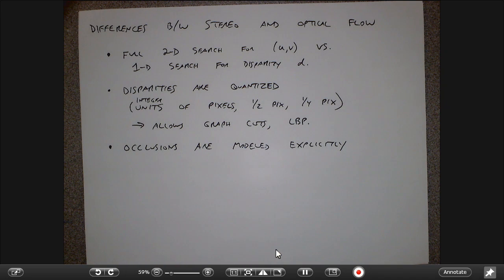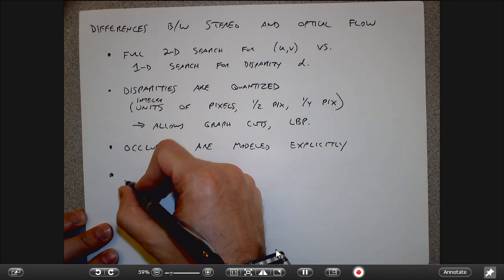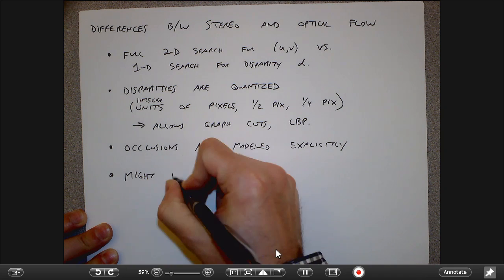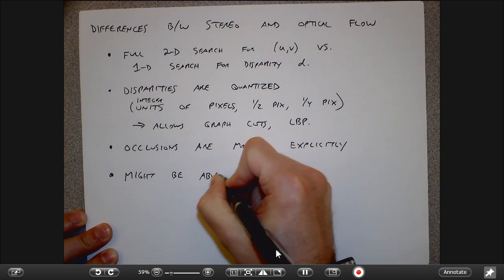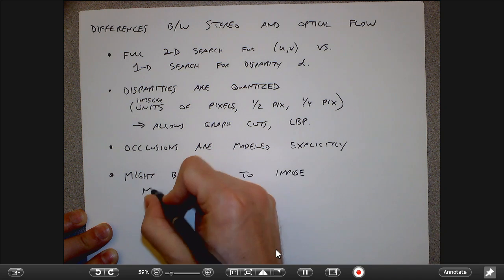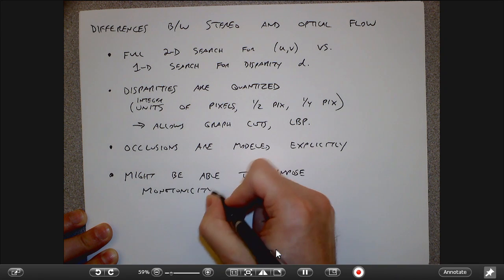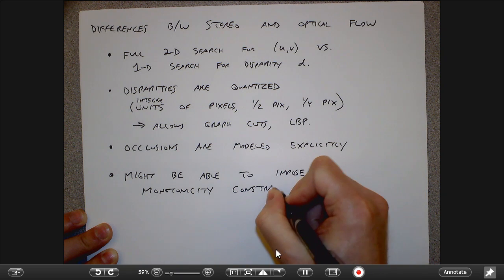It totally depends on your camera setup, but there are often some simplifying assumptions that you can make to even make the stereo problem easier. One such simplifying assumption is that we might be able to impose monotonicity constraints. And I'll talk about exactly what that means in a moment with a picture.